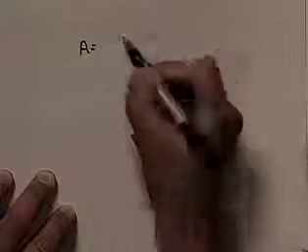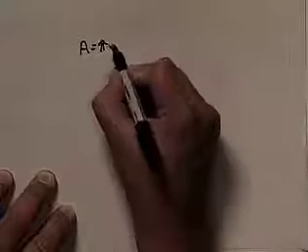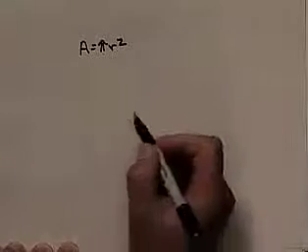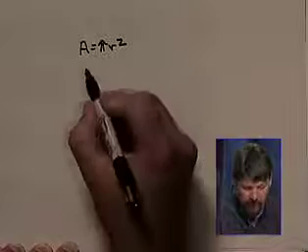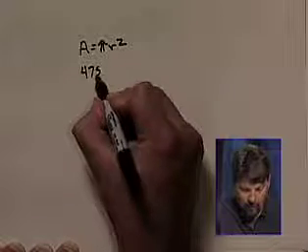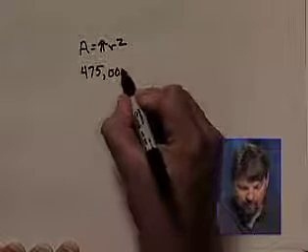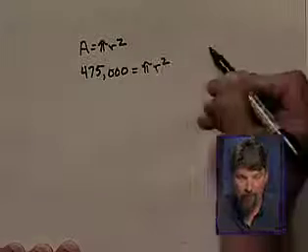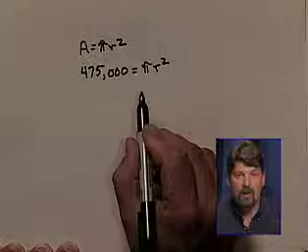We'll assume that the region is a circle, and we'll look for the radius. So the formula for the area of a circle is A, or area, equals pi times the radius squared. And in this case, we know we need an area of 475,000 square meters, and that's equal to pi times r squared. We'll solve this for r.